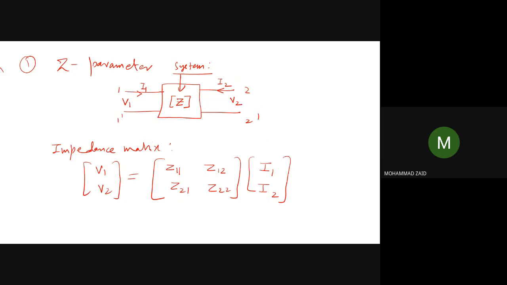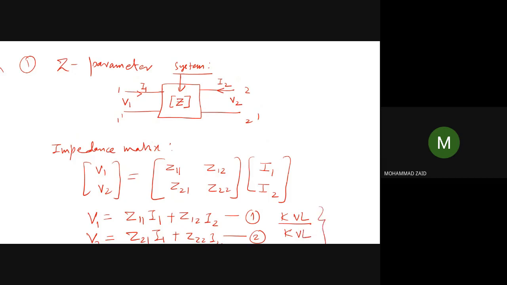Okay. So if you expand this matrix and write it in equation form, you will find it is a very simple equation. V1 is equal to Z11 I1 plus Z12 I2. That is equation 1. It is nothing but a KVL equation. As you can see, this is a KVL equation. And V2 is equal to Z21 I1 plus Z22 I2. This is another equation, which is also a KVL equation. Now, if you see these two equations, these are basically KVL equations.